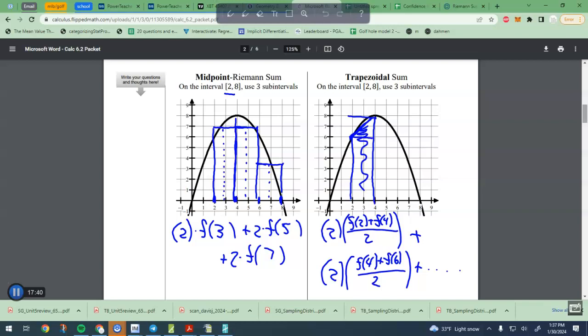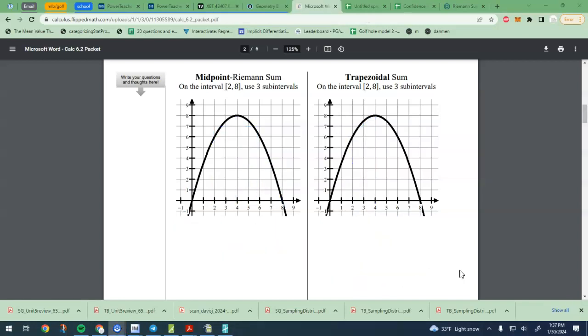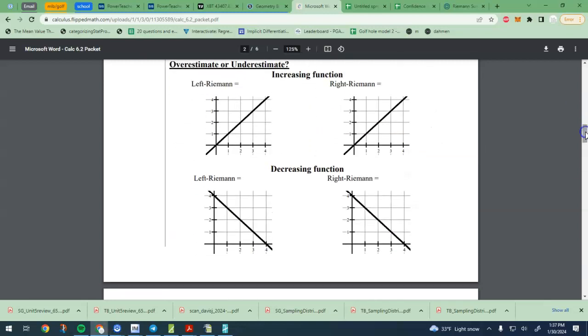So I would just do left and right. You're not going to have to know this method. Okay. All right. We already kind of talked about this next stuff, but let's just make sure that we all understand.